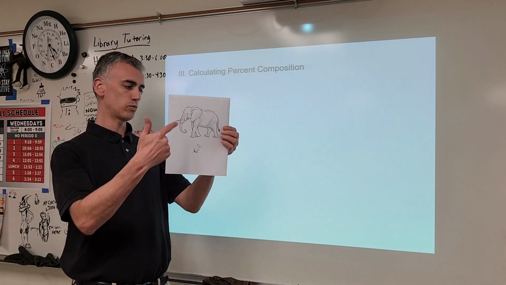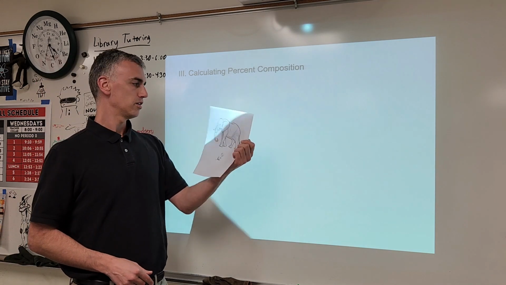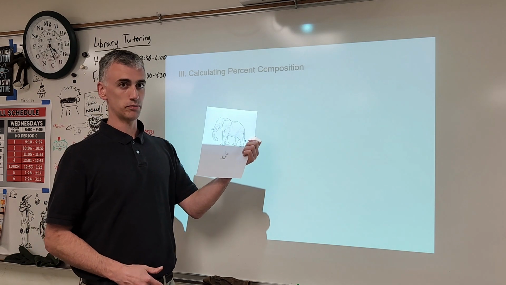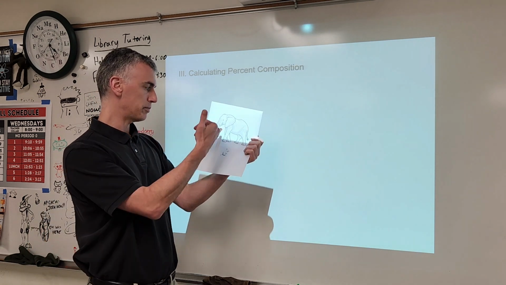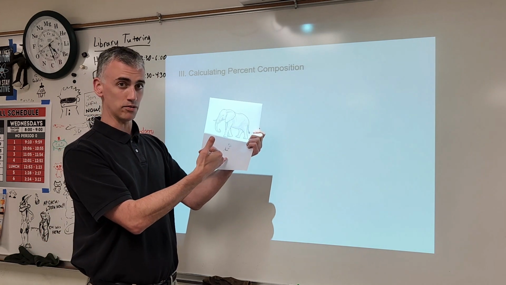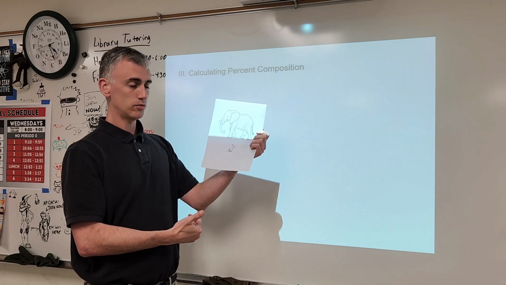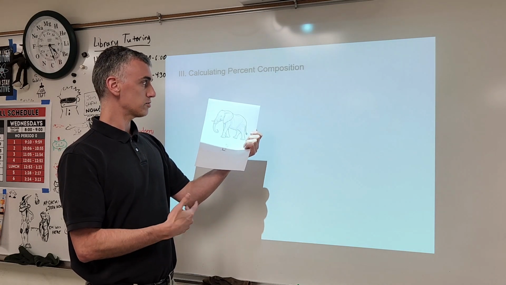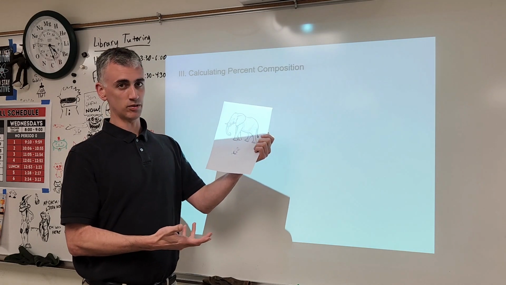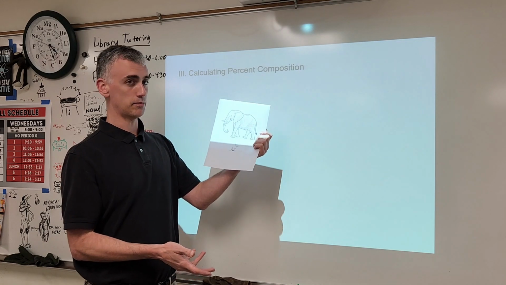What if you had a room with one elephant and one mouse in it? You could look at percent composition by number. We could say, well, the population is one elephant and one mouse, so it's 50-50. But that doesn't really tell us a lot in terms of chemistry. We get a lot more information from the mass. So we're going to look at mass instead.